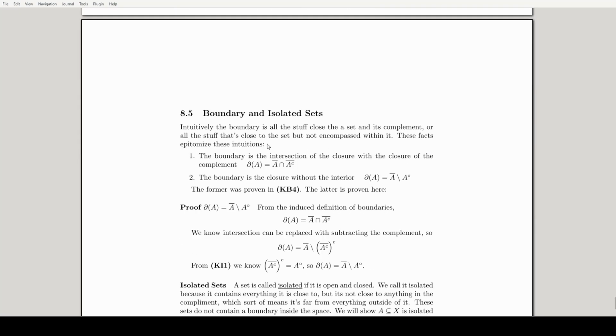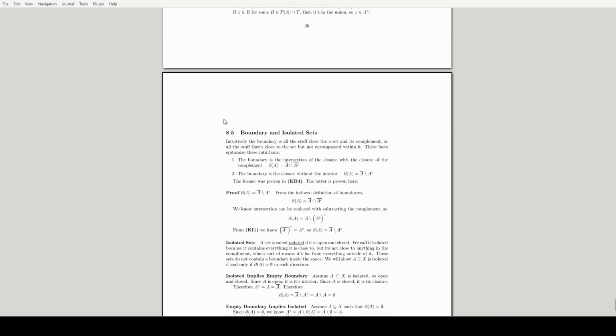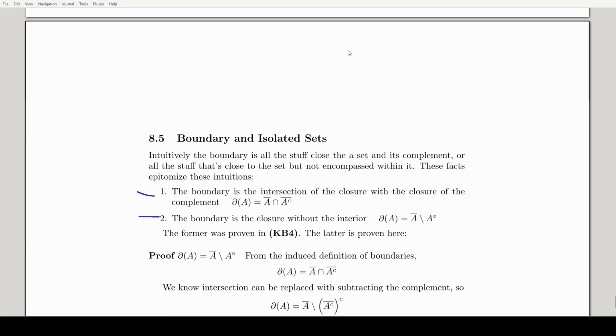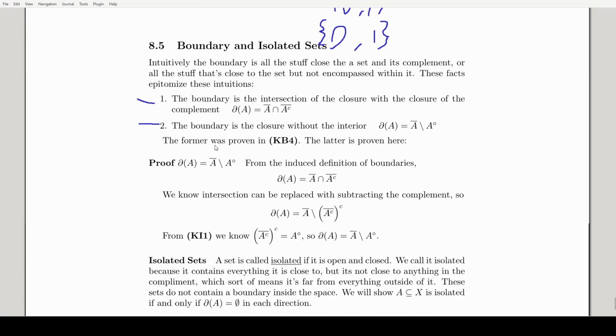Okay. And then lastly, we have the boundary. The boundary is the intersection of the closure with the closure of the complement. That's from the definition. And the boundary is also the closure without the interior. So if you consider the closed set from 0 to 1 and then remove the open set from 0 to 1, you just get 0 and 1, which are the boundary. Okay. And yeah, I proved that right here.